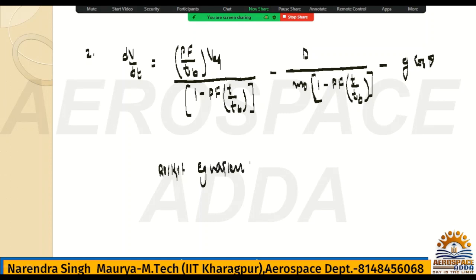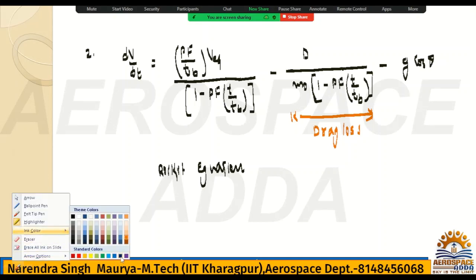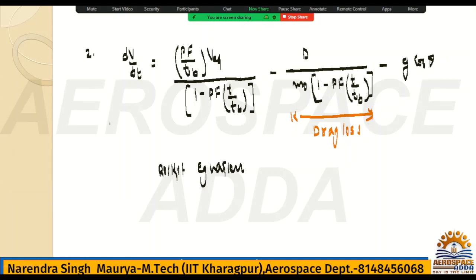Rocket equation. All right, now this one is called drag loss, due to drag in acceleration, because dv by dt is what? Acceleration. So there will be loss in acceleration due to drag, and obviously drag is nothing but opposition, or it is against the motion force. Okay, it is the loss basically, and this one is the gravity loss.